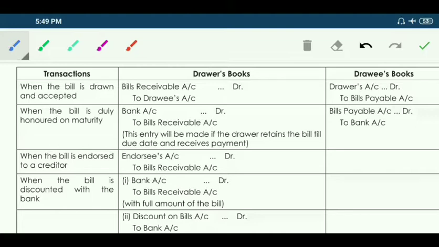The bill is the same, but for the drawer, it is the bills receivable, because the drawer has the right to receive the money. That's why the bill is called bills receivable in his books of accounts. In the books of the drawee, it is mentioned as bills payable account.